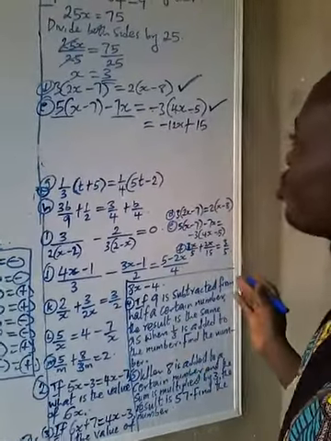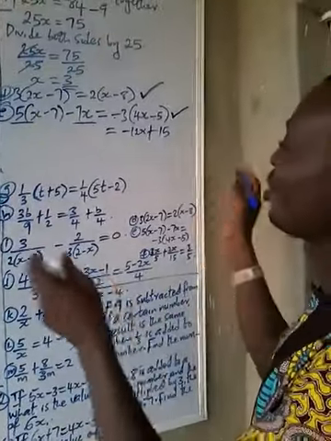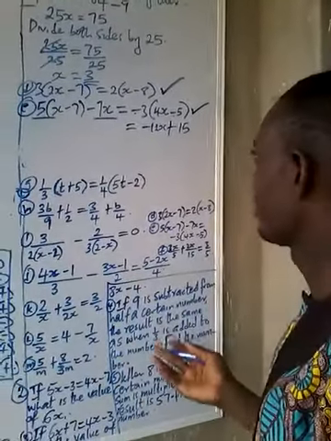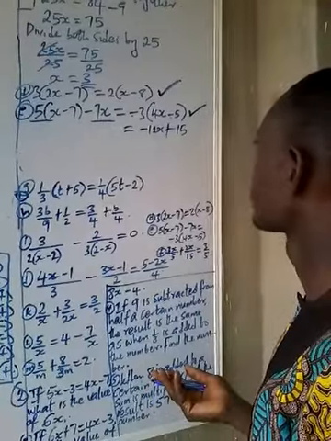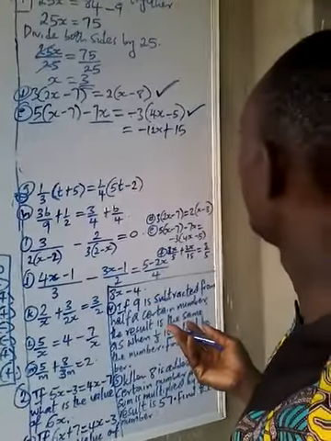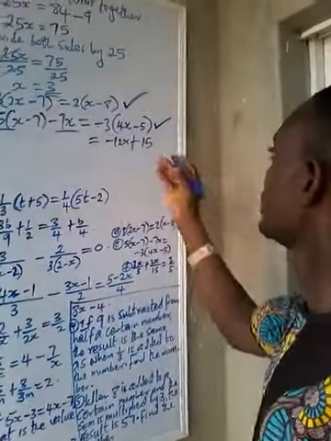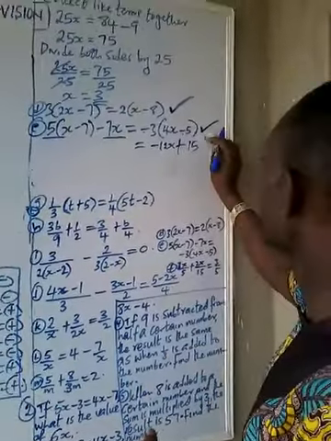Then what you do next is that after you have simplified, you now collect like terms. And then you solve as simple as ABC. So maybe I don't need to do this again. You would be able to get that done by yourself.